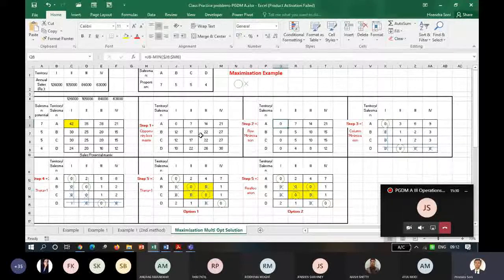Then what do we do with theta? We subtract the value of theta from the uncovered numbers and add it to the corresponding cells, the intersection cells. Sir, the intersection of lines. If it is intersecting, then we add. If it is uncovered, we subtract. And which are covered, we leave as they are. Very good.